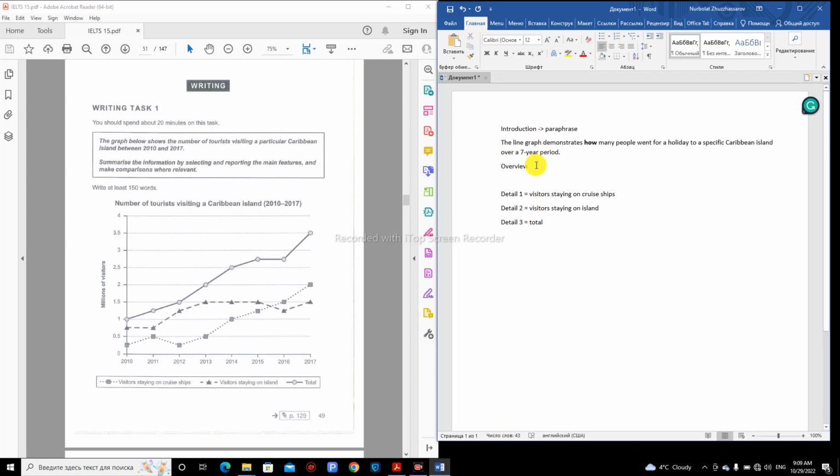And overview. What does overview do? It basically describes the chart. We need to describe the chart without using any details. So basically give the big picture, what's going on. Here we can start with some phrases like overall, as can be seen, the trend was upwards. That would be a really nice thing to say, straightforward.